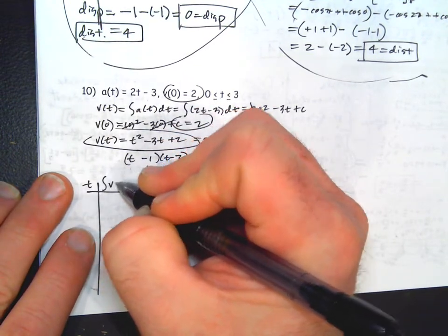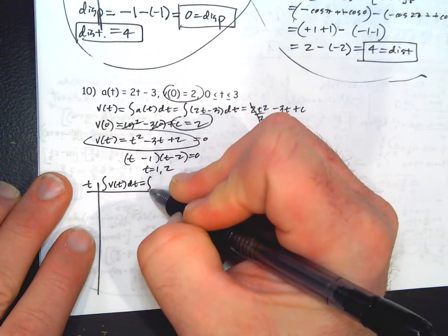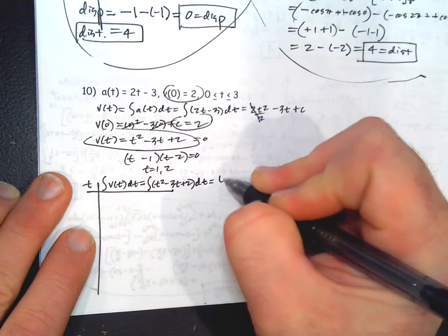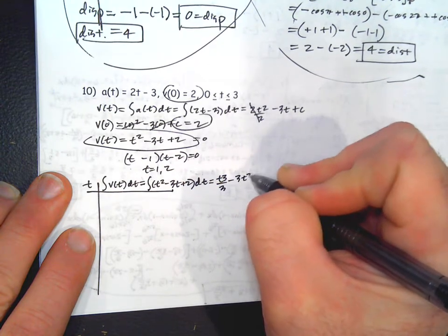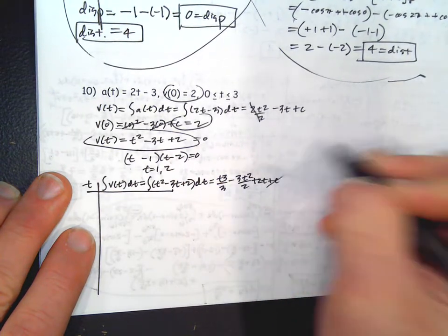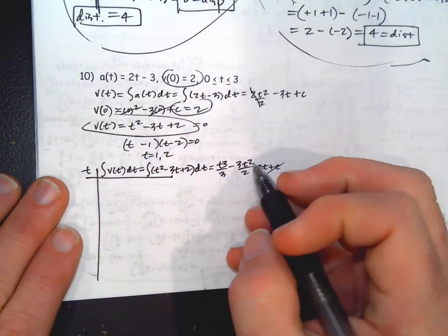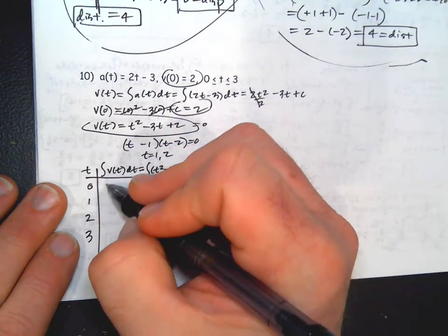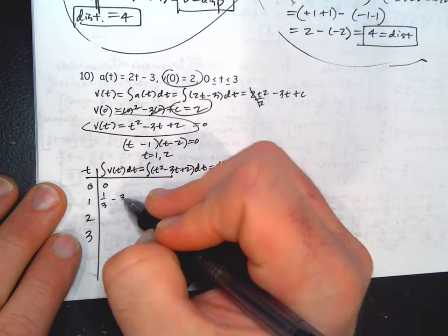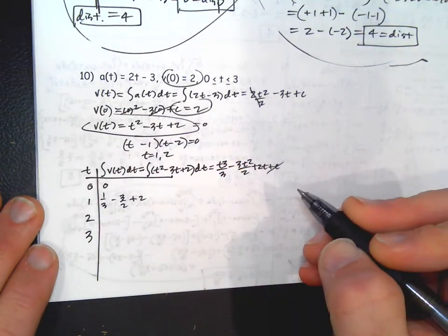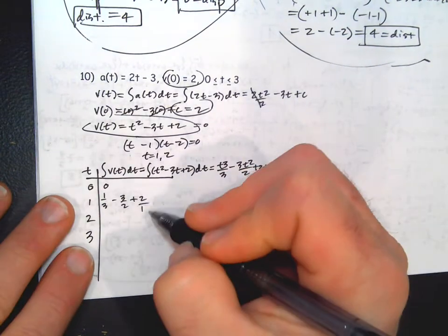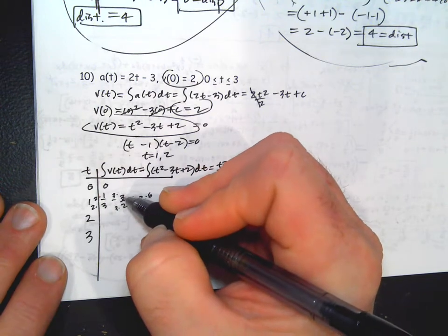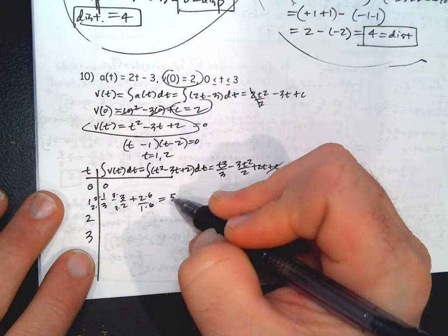So we're going to integrate velocity without absolute values, which we just found: t squared minus 3t plus 2 dt. It's going to be t cubed over 3 minus 3t squared over 2 plus 2t plus c, which we don't really need because this is a definite integral. We're doing 0 to 3, so 0, 1, 2, 3. Plug 0 in, you get 0. Plug 1 in, you get 1 third minus 3 halves plus 2, which is a mess. I'm going to use a common denominator of 6. So we have 2 minus 9 is negative 7 plus 12 is 5 sixths.